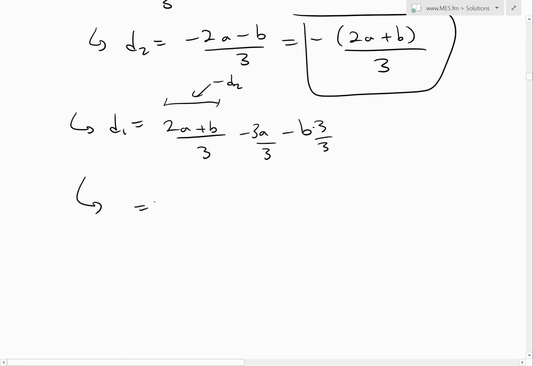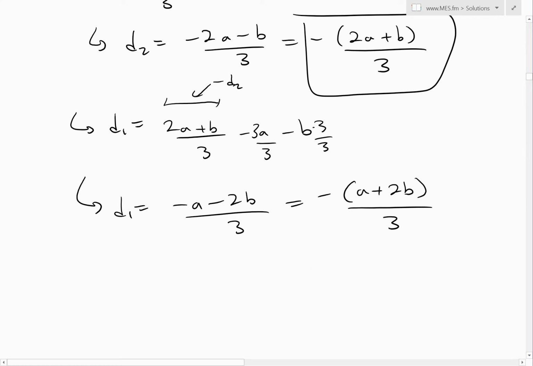So d1 is equal to, take these out, 2a minus 3a, so that's going to be minus a. And then when we have this minus 3b, this is going to be minus 2b. When you subtract, 2a minus 3a is negative a, b minus 3b is negative 2b, all divided by 3. This equals, take the negative out, a plus 2b over 3. So there's our d1 and there's our d2.